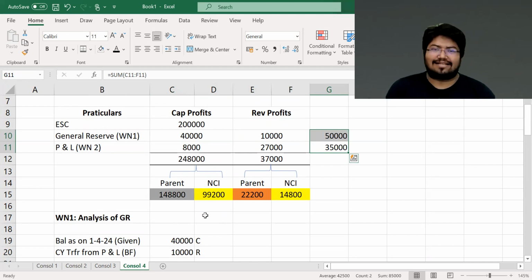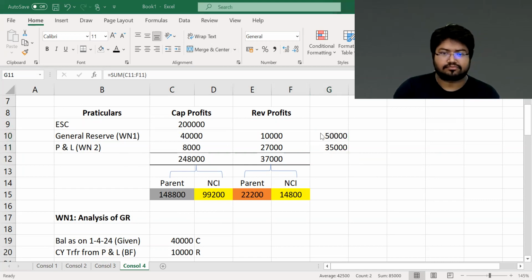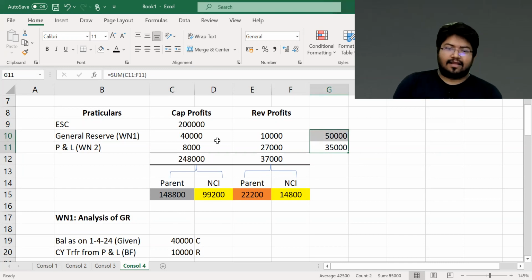Doesn't mean if it alone matches, your solution is correct also. As we go to other problems, you will understand that. But for now, a very simple checkpoint for you is, the total of your capital profits and revenue profits together should be equal to your balance sheet profit as on 31st March. Clear? Can I go ahead?